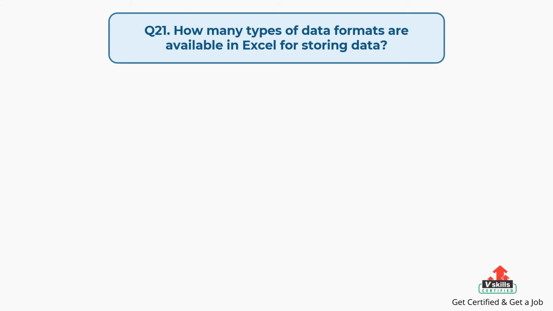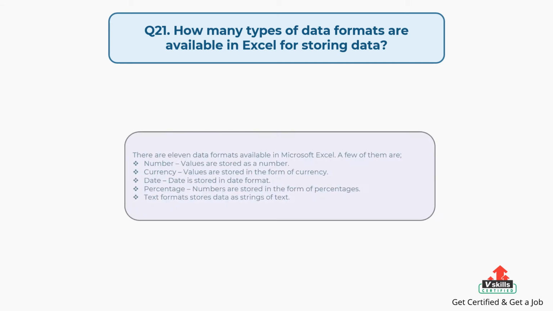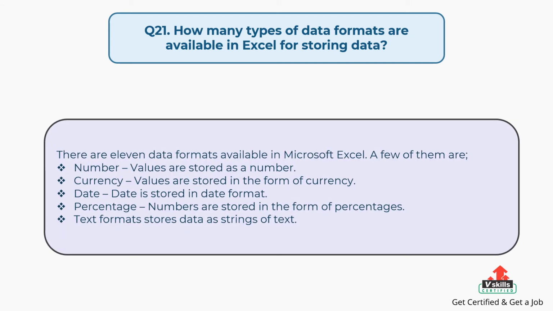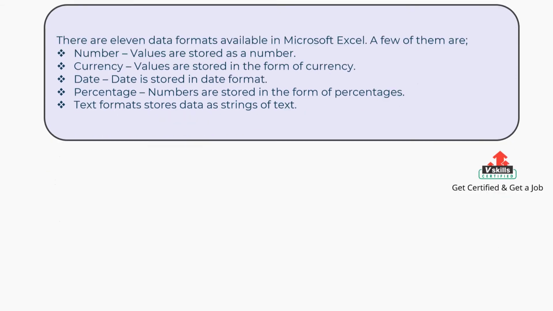Question number 21. How many types of data formats are available in Excel for storing data? The answer is: there are 11 data formats available in Microsoft Excel. A few of them are: number, values are stored as a number. Currency, values are stored in the form of currency. Date, date is stored in date format. Percentage, numbers are stored in the form of percentages. Text format stores data as strings of text.